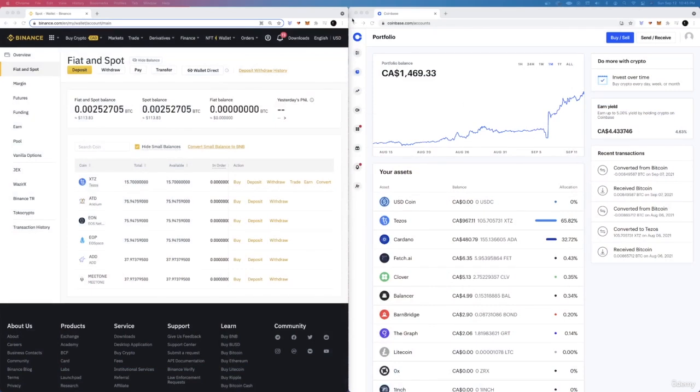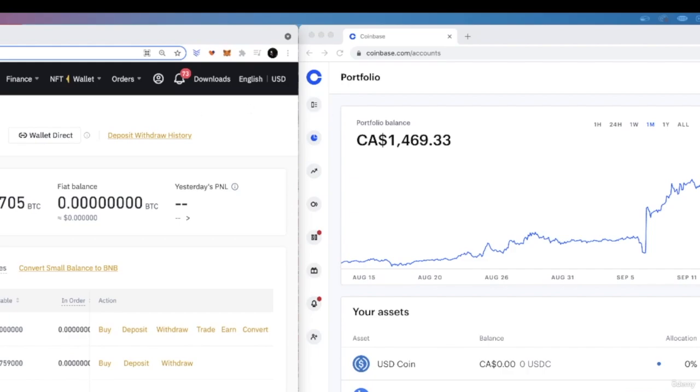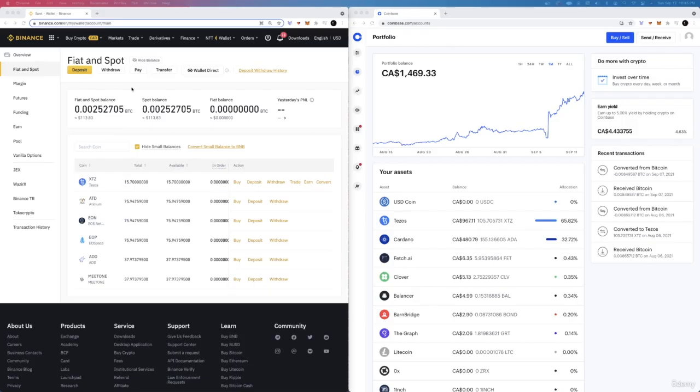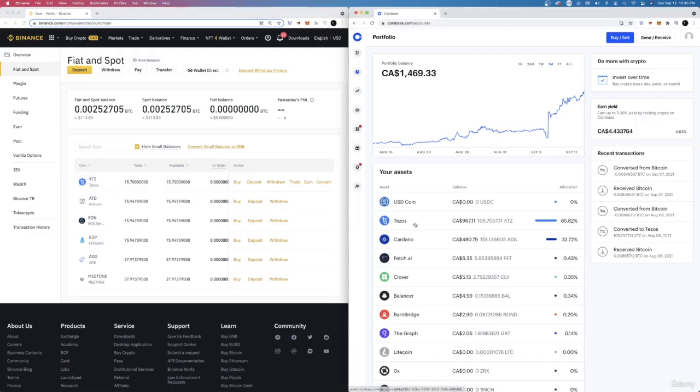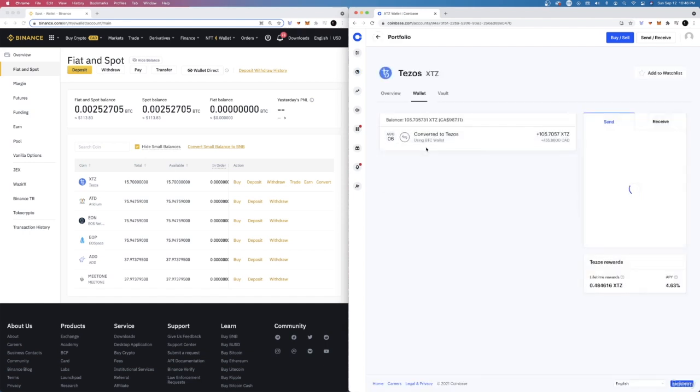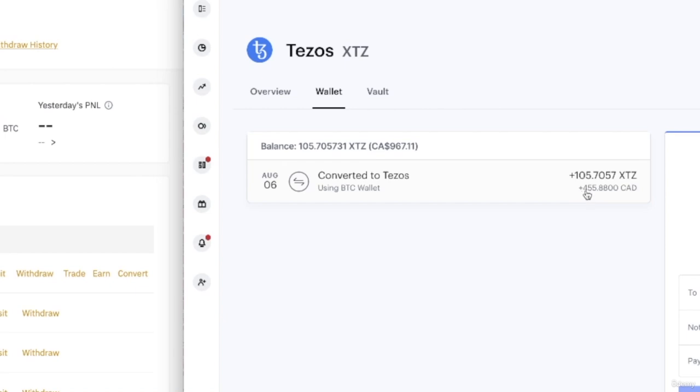And what I've done is I have my Coinbase account, which has a little bit of currency. And then we also have our Binance on the left. So what we're going to do is withdraw all of our Tezos and add it to our Tezos on Coinbase. So we click on our Tezos, and that's going to put up our wallet. As you can see, a while ago we bought 100 coins for 455 Canadian dollars approximately, and it's actually almost doubled already, which is amazing.